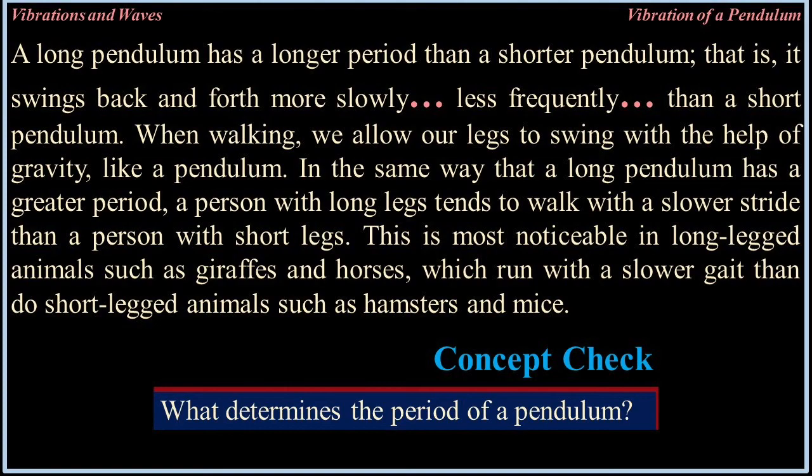When walking, we allow our legs to swing with the help of gravity, like a pendulum. In the same way that a long pendulum has a greater period, a person with long legs tends to move with a slower stride than a person with short legs. This is most noticeable in long-legged animals such as giraffes and horses, which run with a slower gait than do short-legged animals such as hamsters and mice. Concept check: what determines the period of a pendulum?